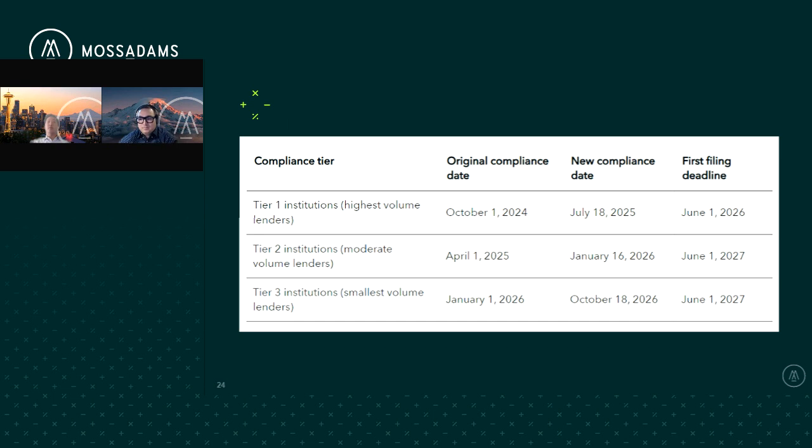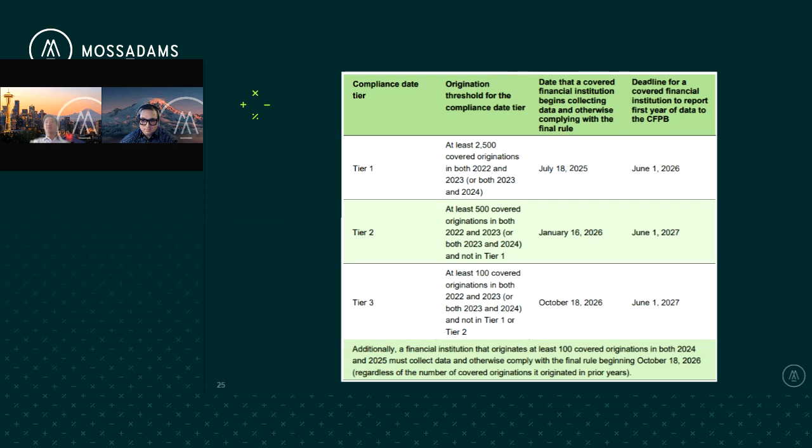Let's talk a little bit about the volume of originations, right? Tier 3 is going to be the 100 covered originations that we talked about earlier. That's the lowest tier. Tier 2 will be 500. Tier 1 will be 2,500. If you are originating 2,500 in both 2022 and 2023, or 2023 and 2024, right? You have a deadline of June 1st of 2026, right? Just want to make sure everyone understands that.